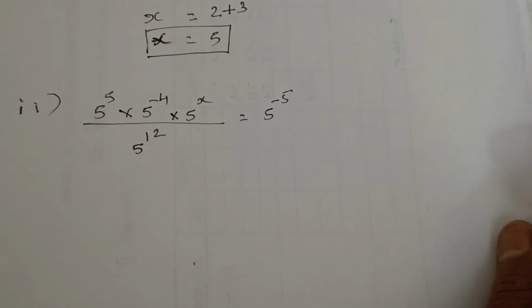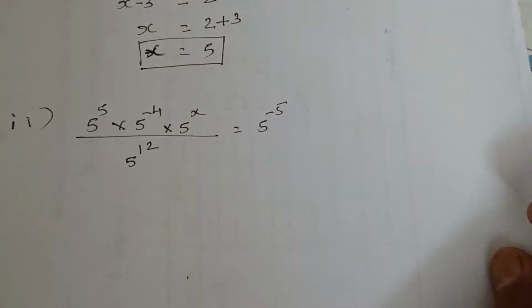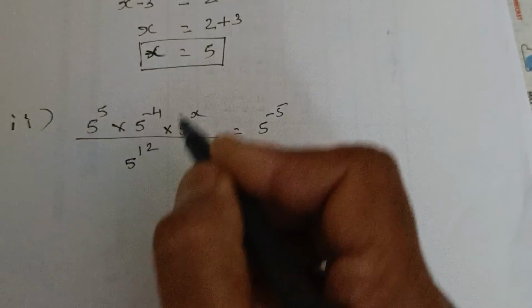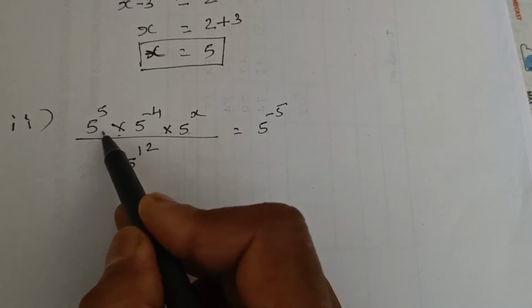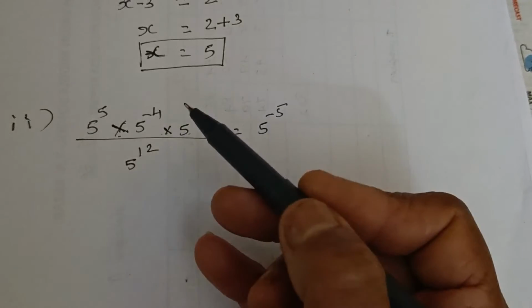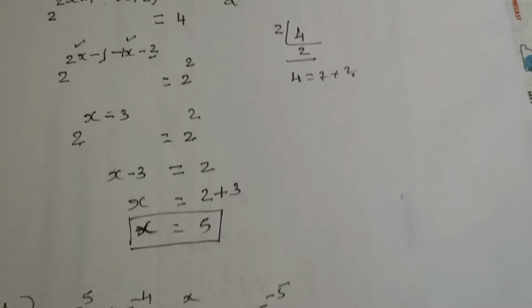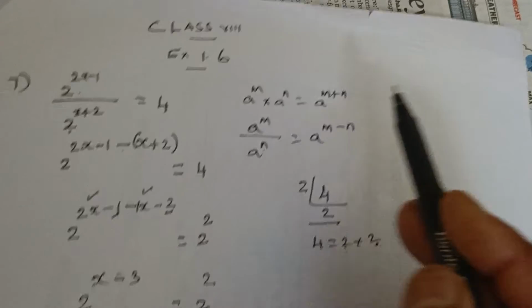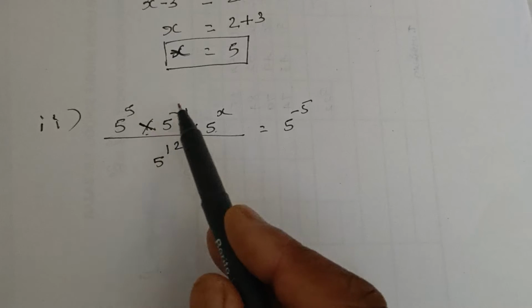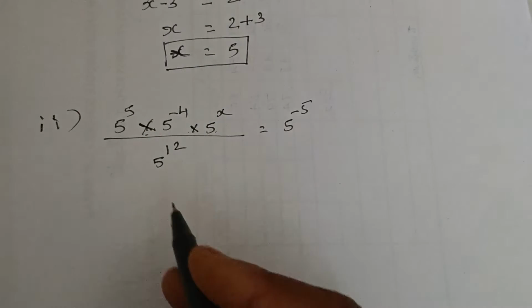Now in question number 7, subdivision 2, just like the previous sum, here the bases are 5. To multiply, what do we have to do? To multiply the exponents with the same base, we have to add the powers, m plus n. So we'll add all the powers in the numerator because it is multiplication.